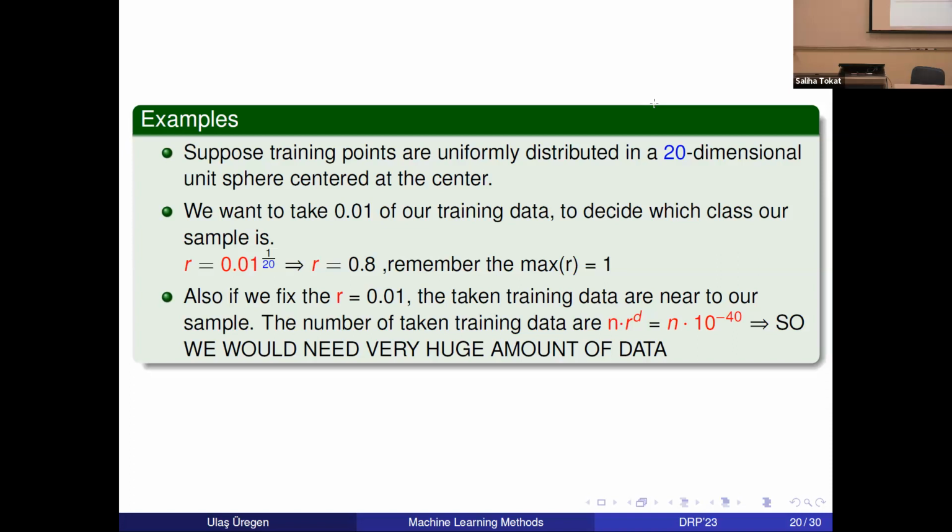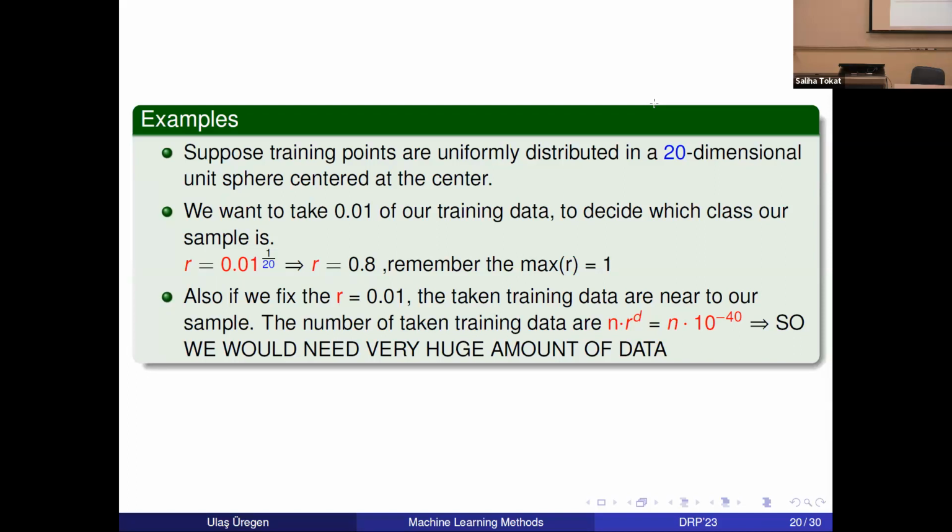And we just want to take 1% of our data to decide which class our sample belongs to. If we do the calculations, we see that the distance we need to traverse is 0.8. And remember that the maximum of the radius R is just 1. So the points we are looking at are not local anymore.